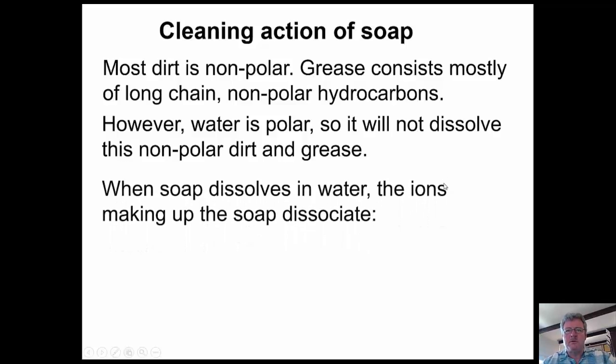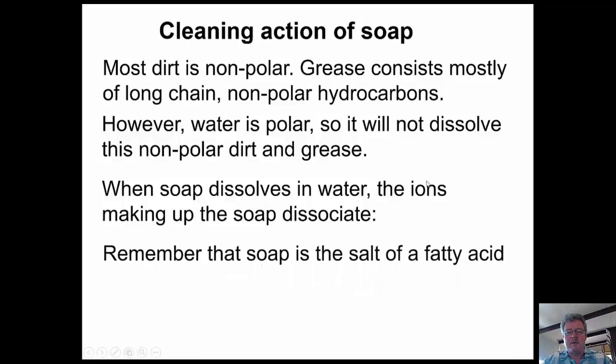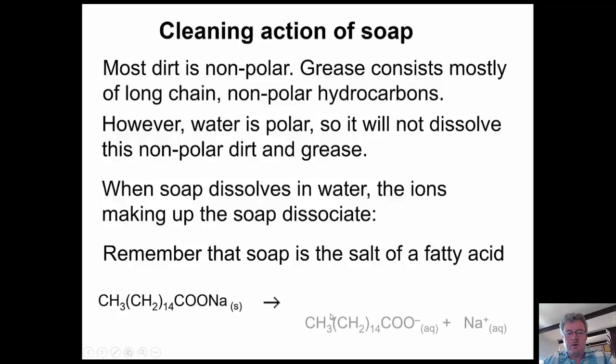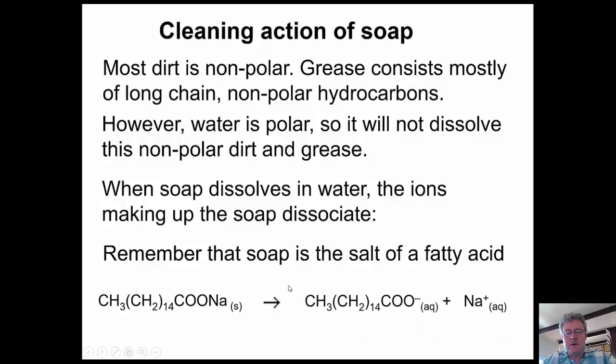When soap is dissolved in the water, the ions that make up the soap dissociate. And the soap, remember, the ions were the salt of a fatty acid. And you can see here our salt of a fatty acid. It has the negative ion, and the positive sodium ion that was produced in saponification. It will dissociate in water to produce this long chain fatty acid ion and our sodium ion.